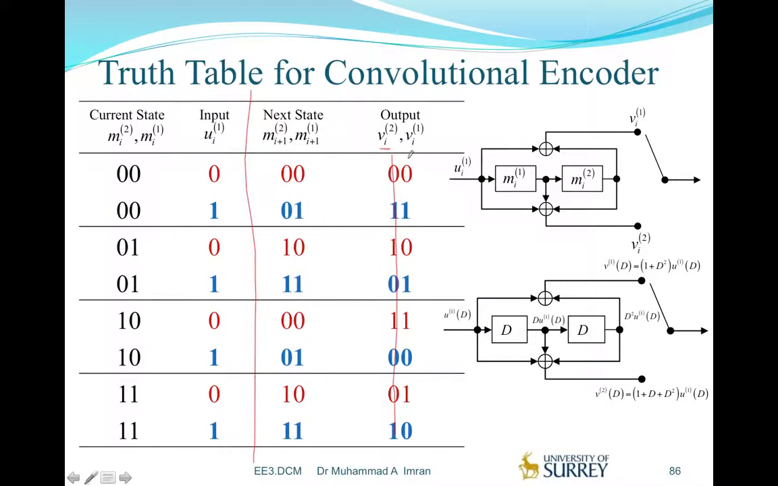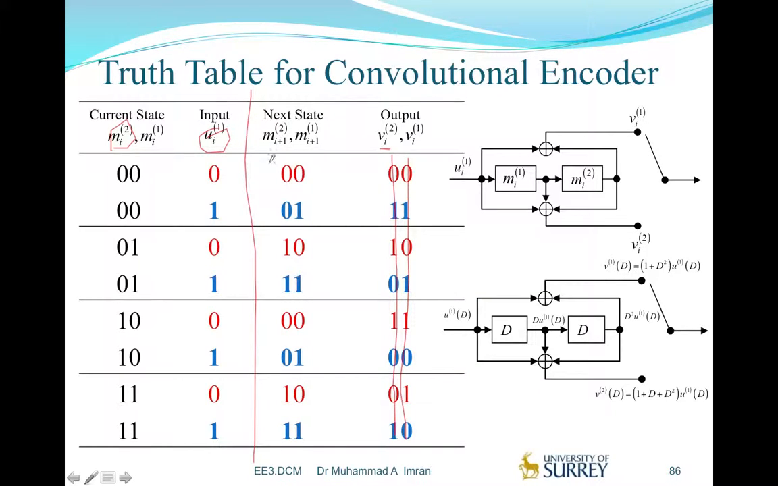Similarly, V1, this line here, will be calculated by exclusive OR of which 2 bits? Output of M2 and U. So this branch here and this column here, M2 and U. If you exclusive OR this and this, you get 0, this and this, you get 1 as shown here, this and this you get 0, this and this you get 1 as shown here, and so on.